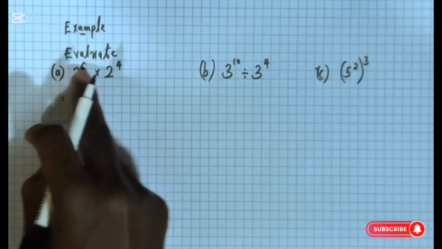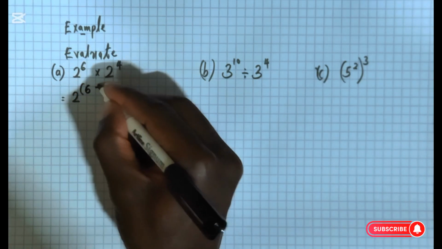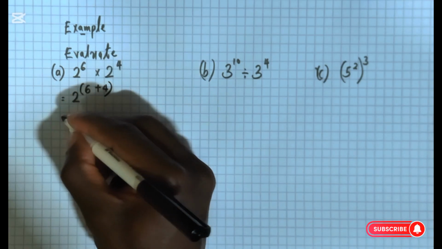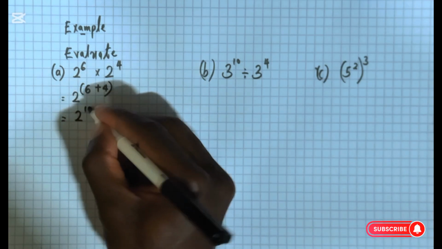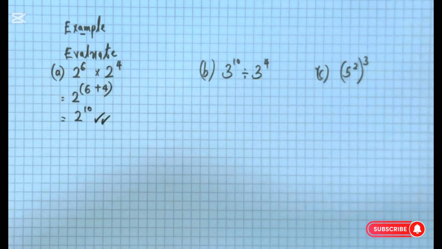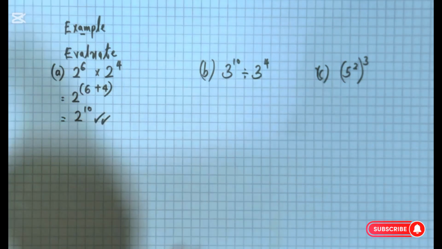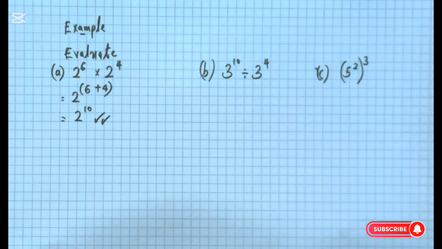So this is going to be the same as having 2 to the power 6 plus 4. And so basically the answer is going to be 2 raised to 10. All right, very simple. That is the first law of indices serving us right there.